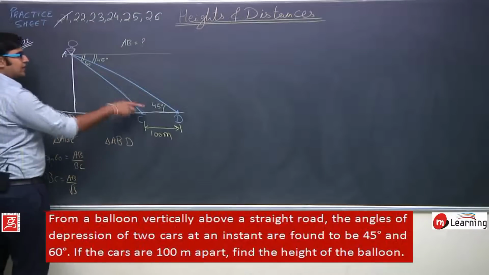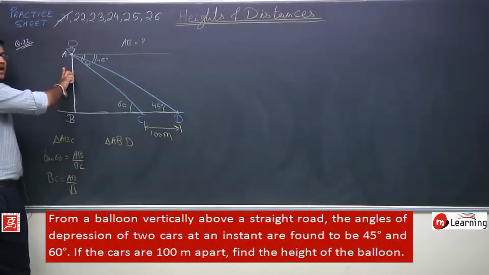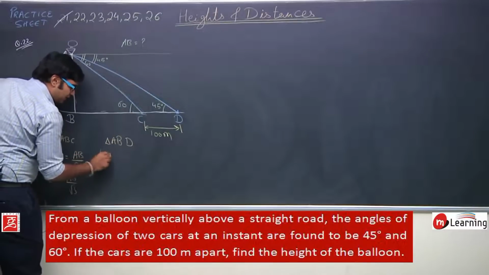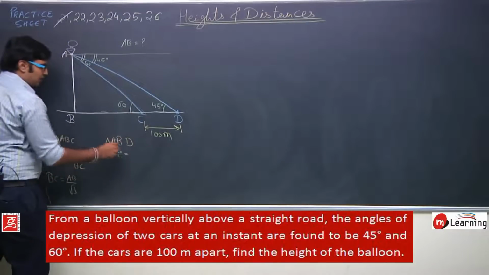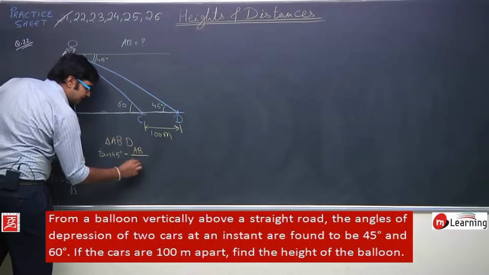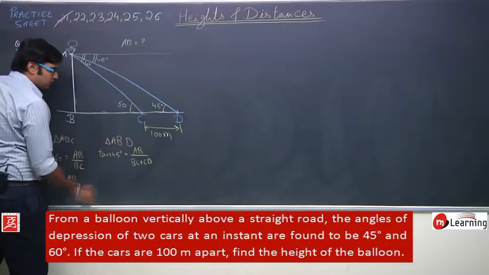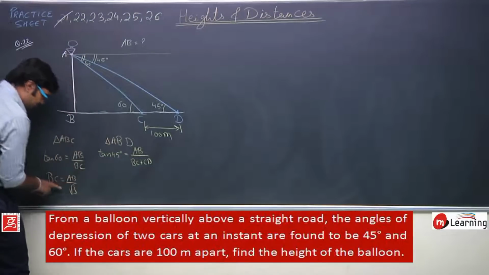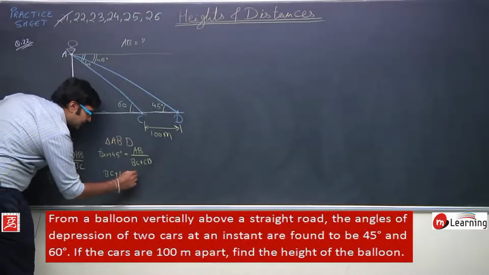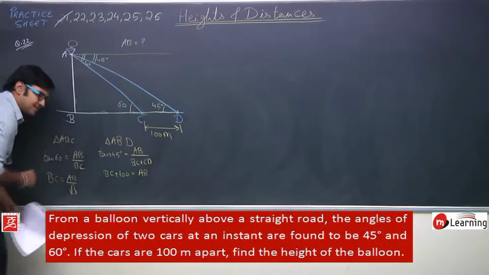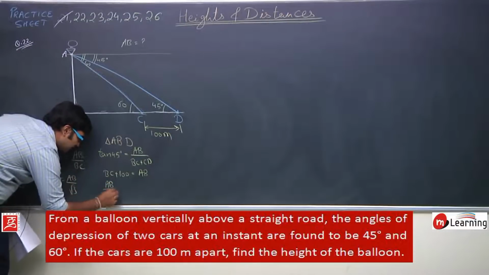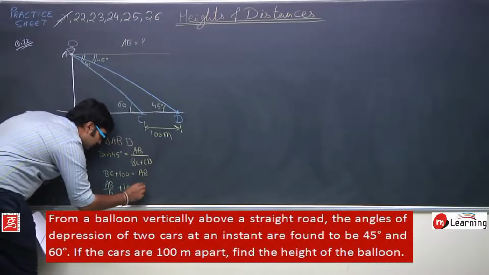Now similarly observe the triangle ABD. In triangle ABD, this is the perpendicular, the height, and this BD is the base. So I can write tan of angle 45 degree is equal to AB upon BD. BD is equal to BC plus CD. So tan of 45 is 1. In place of BC I can write AB by root 3. So first let us write BC plus CD, which is 100, is equal to AB. Now BC is AB by root 3. So I will get AB by root 3 plus 100 is equal to AB.